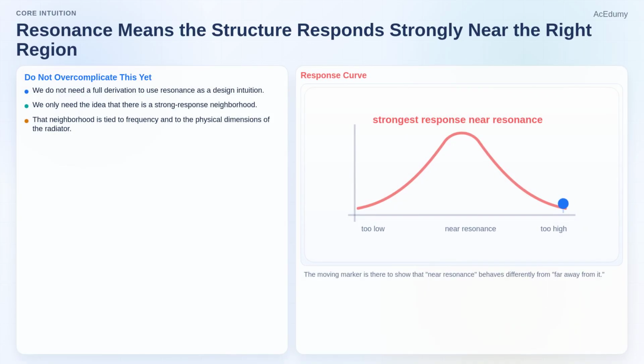For this lesson, resonance only needs a simple meaning. It is the region where the structure responds strongly near the right operating condition. We are not doing a heavy derivation yet. We only need the idea that frequency and physical dimensions are not independent. Near the right region, the antenna behaves much more effectively than it does far away from it.